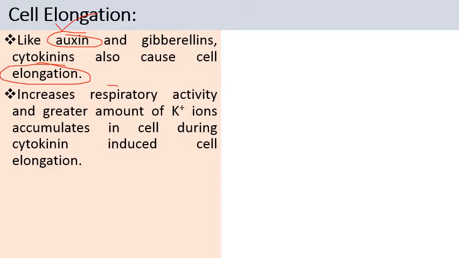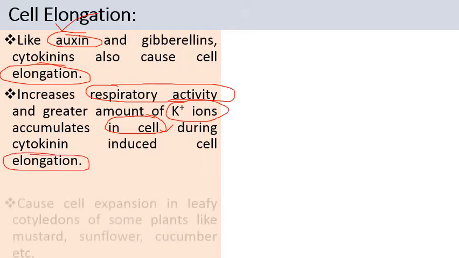Cytokinin basically increases the respiratory activities, and a greater amount of potassium ions are accumulated inside the cell, so that the concentration of osmolytes and solutes inside the cell increases, that increases the entry of water from the surrounding cell, and so the cell elongation happens, that we have already discussed in case of auxin, during the cytokinin induced cell elongation.